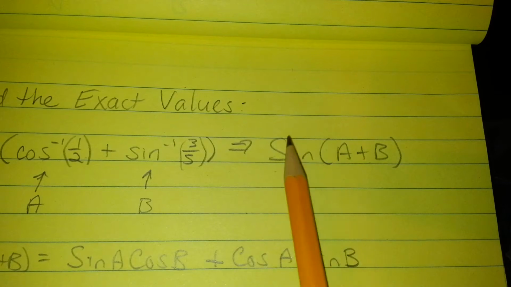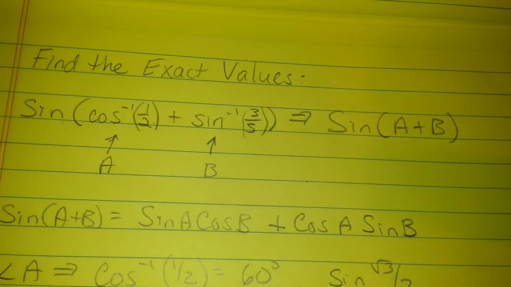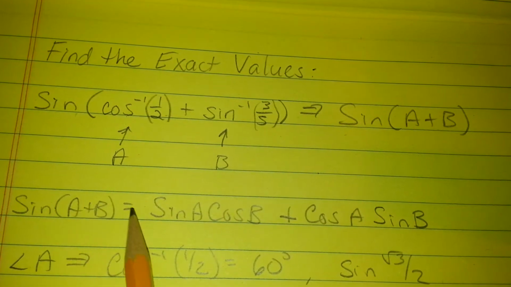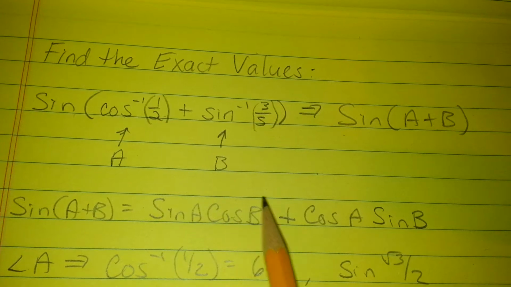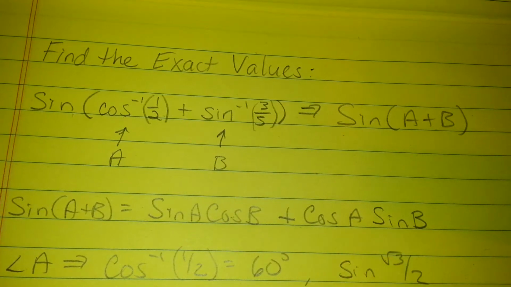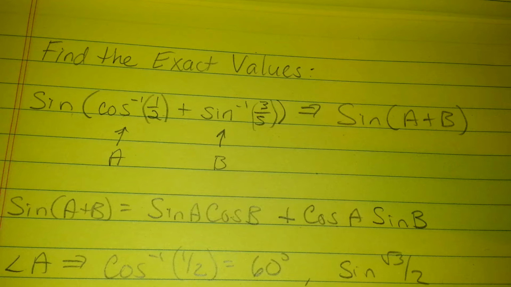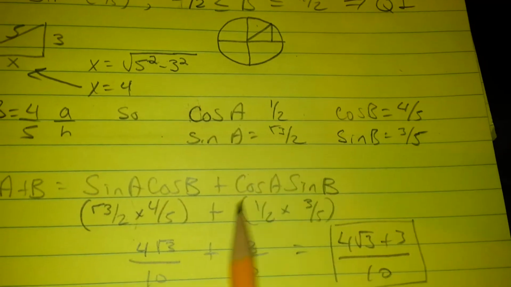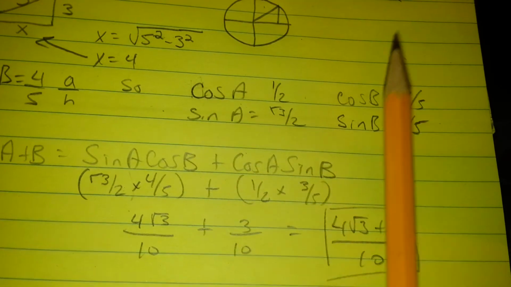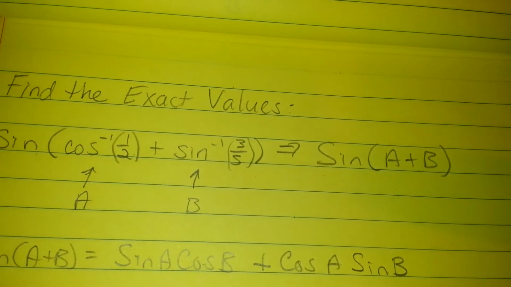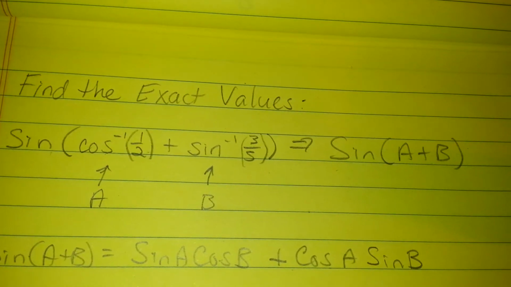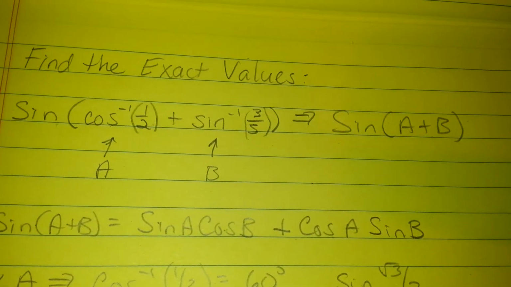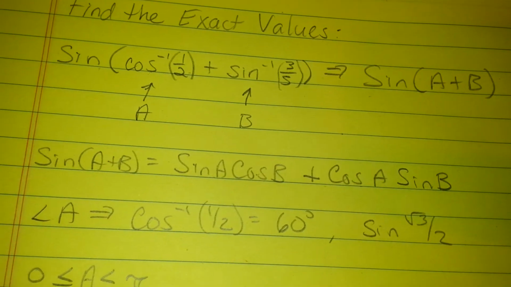If we want to solve sine of a plus b, this is our formula, right? Sine of a plus b equals sine a cosine b plus cosine a sine b. So I really don't even need to solve for the angle so much as make sure I have all the cosines and sines, which I'm eventually going to get. So here's that formula. Let's look at angle A first.